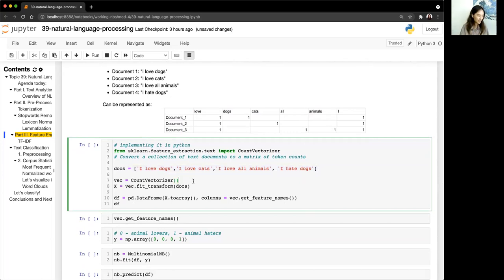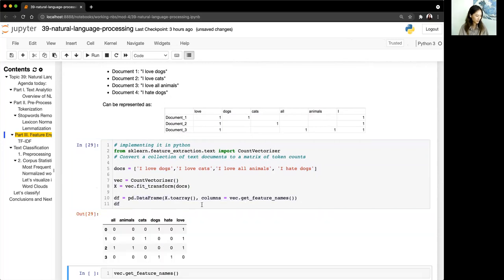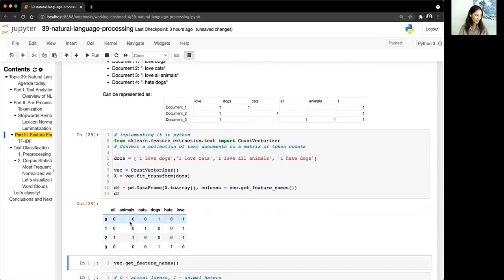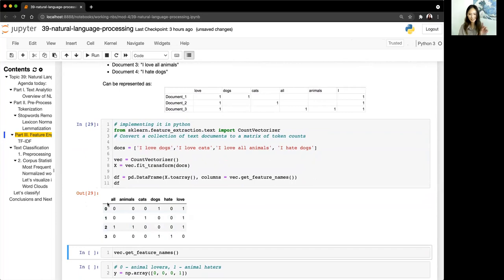And then I'm instantiating my CountVectorizer, and I'm going to do a fit_transform on my docs. And then I'll explain what all of this is doing in a bit too. But basically, this is my data now. It does it automatically in alphabetical order. But yeah, I have my term document matrix right here, just like that.